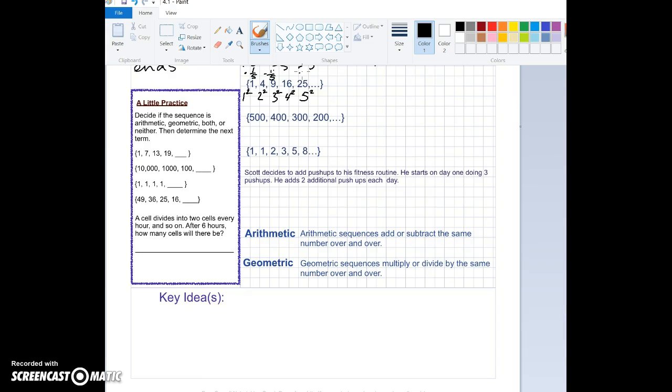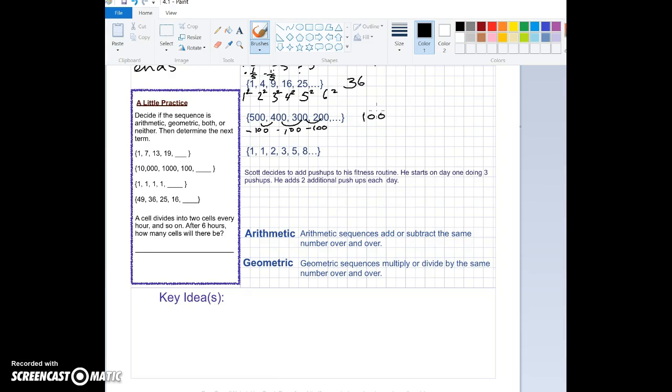So what would the next term be? The next term would be 6 squared, which is 36, okay? Let's look at 500, 400, 300, 200. See if you can tell me what the pattern is. Well, from 500 to 400, I subtracted 100, didn't I? From 400 to 300, I subtracted 100. From 300 to 200, I subtracted 100. So what would the next term be? 100, because I'm just subtracting 100.